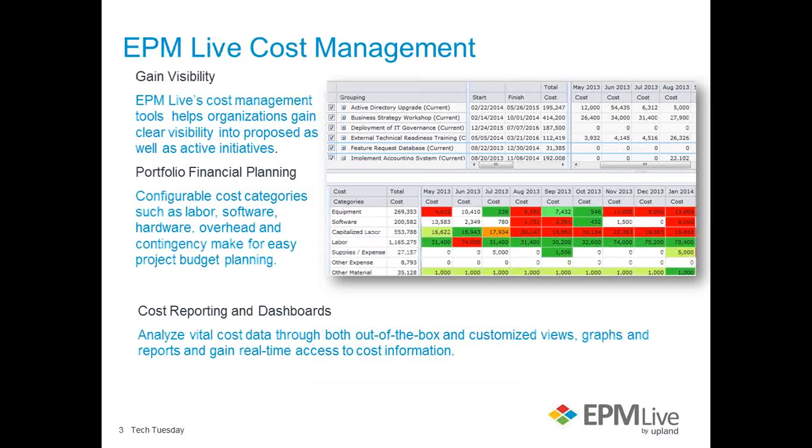EPM Live offers a variety of cost planning tools. These include the planner, analyzer, and the modeler. These tools help organizations gain clear visibility into proposed as well as active initiatives. Configurable cost categories such as labor, hardware, software, overhead, and contingency make for easy planning of your project budgets. And with EPM Live's cost reporting and dashboards, you can easily analyze vital cost data, both out of the box and with customized views, graphs, and reports. Real-time access to cost information increases responsiveness and promotes project success.